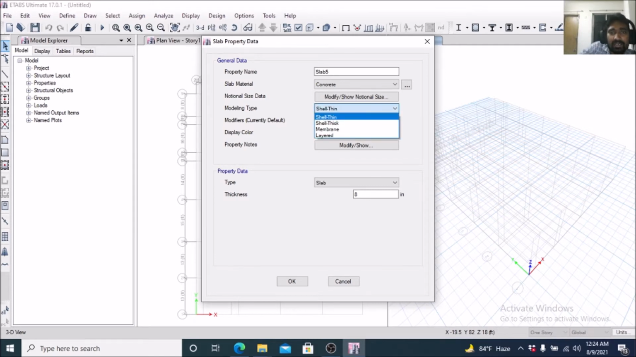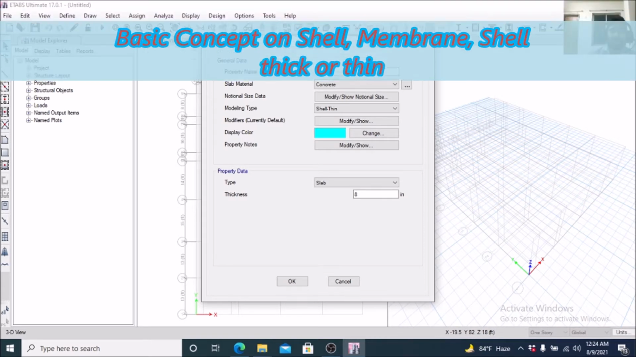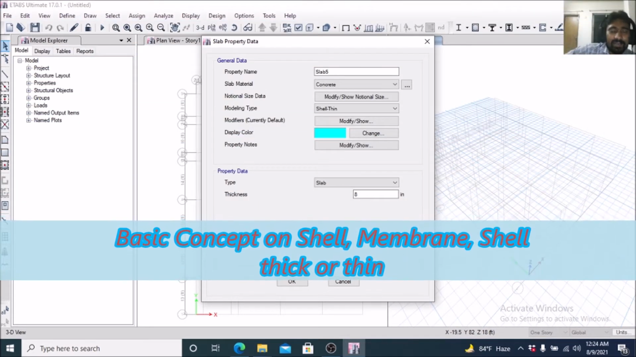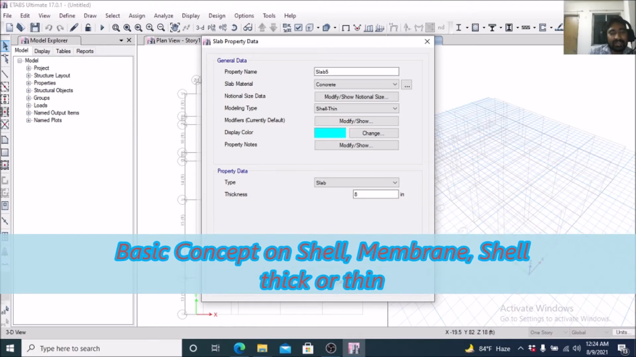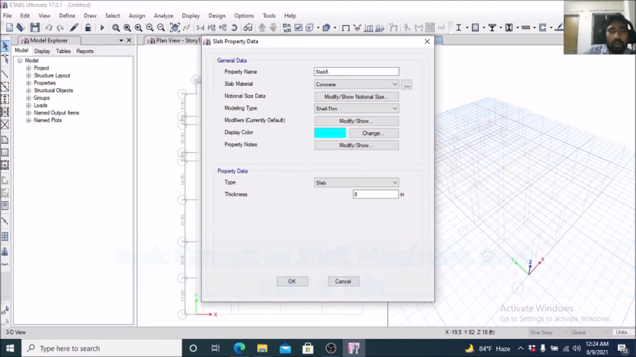That is, the slab should be shell, thin, thick, membrane or layered. So if I want to discuss with you what is shell and what is membrane: shell is such a type of structure that can take in-plane or out-of-plane stress. So shell is a structure that can bear in-plane or out-of-plane stress, that is, stress perpendicular to the plane. That's why that is shell.